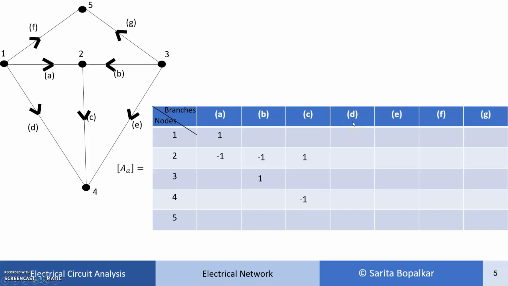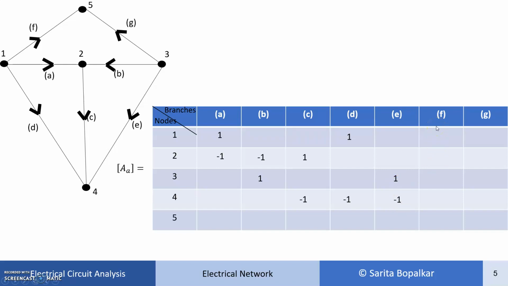Similarly for D, branch D is between node 1 and 4. For node 1, orientation is away from node 1. So node 1 and branch D, what is the element? 1, away from node 1. And branch D is incident at node 4. Node 4 and branch D, towards node 4, means it is -1. Similarly, you can figure out for E, branch E is between 3 and 4. So check the orientation and check whether the elements are correct or not.